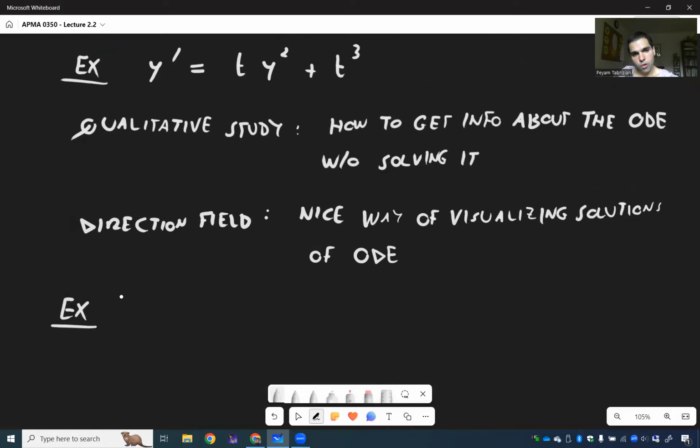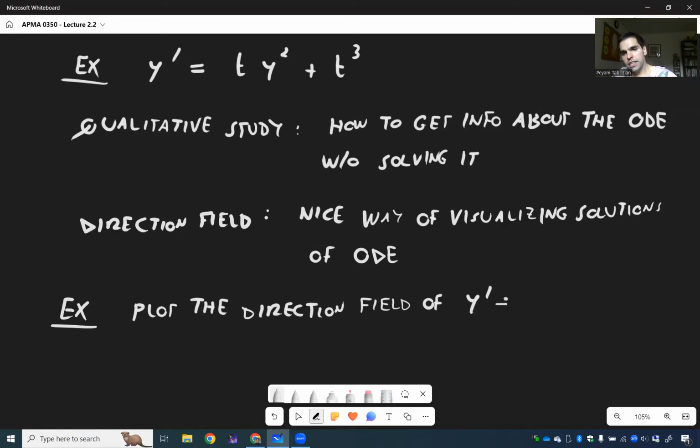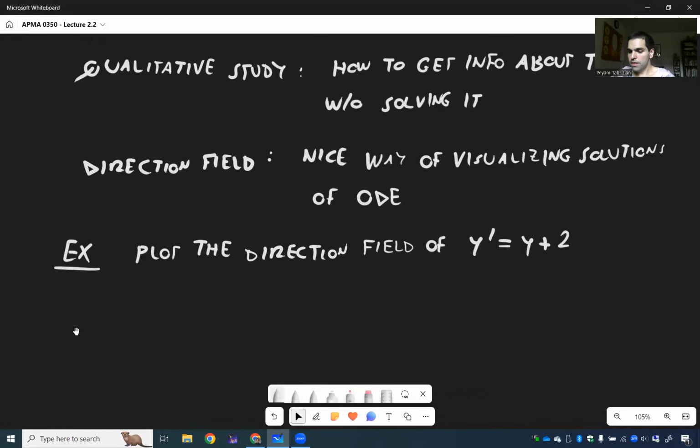So, in fact, let's do just that. Let's draw or plot the direction field of y prime equals y plus 2. And what's interesting about this ODE is you can actually solve it explicitly. And the cool thing is then we can actually compare how our drawing compares to the actual solution. And what's the idea behind a direction field?